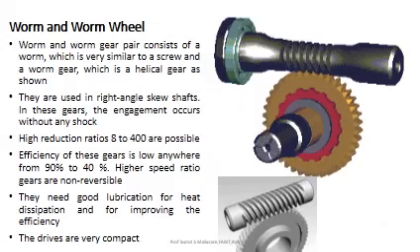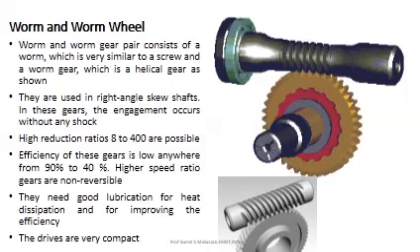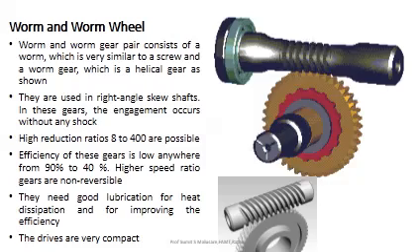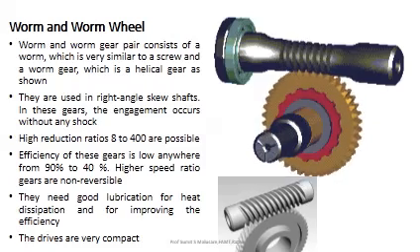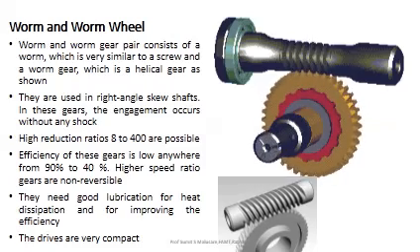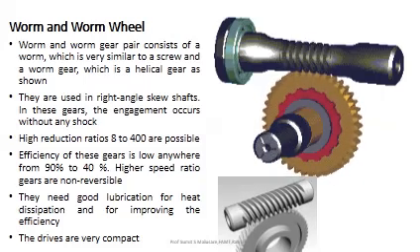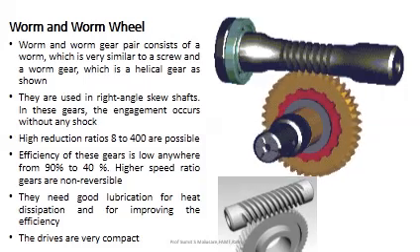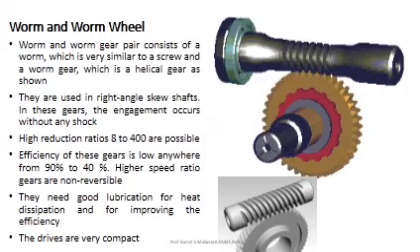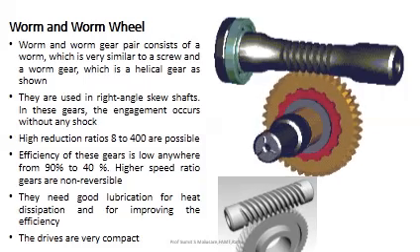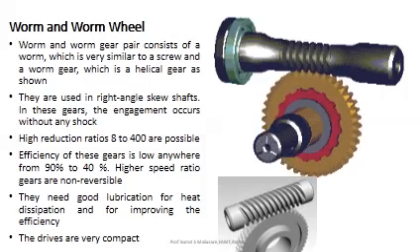Next one, worm and worm wheel. Now see in the figure, this is one axis, this is another axis. Those two axes are not parallel to each other, but are not intersecting with each other either, because those two shafts are on two different planes. Such a condition is called skew shafting. So we can transmit power in such conditions by means of a worm and worm wheel.